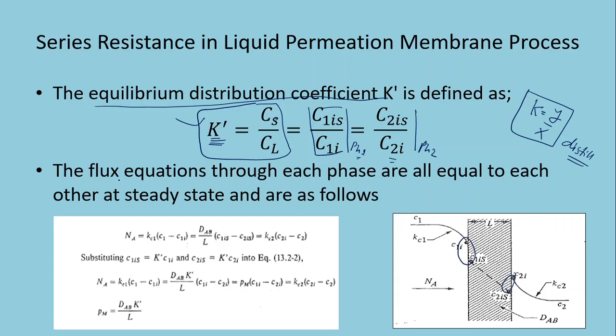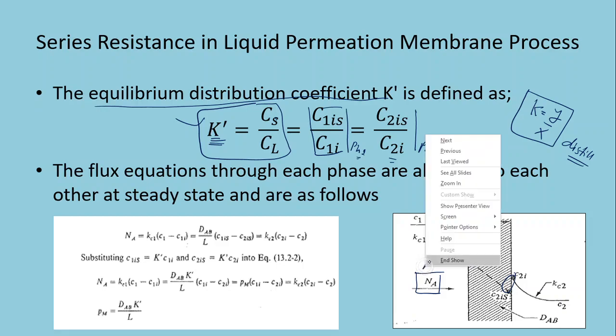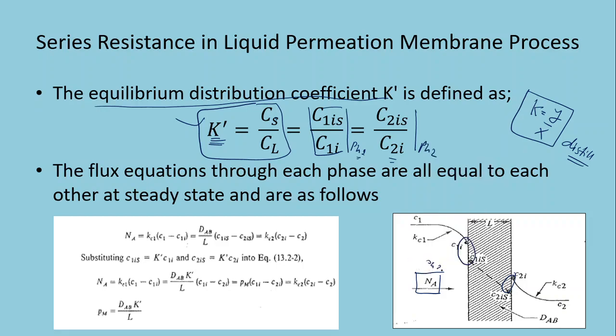Now come to the flux equation. Basically, ultimately that is the NA, the amount of A per unit of area that is moving from phase 1 to phase 2. This amount will always be the same. The flux through each phase is equal to the others at steady state.